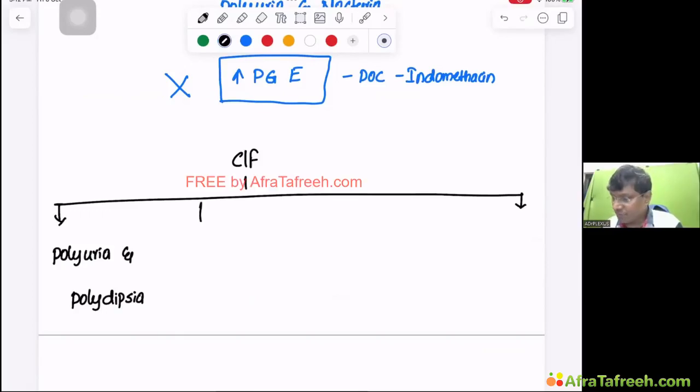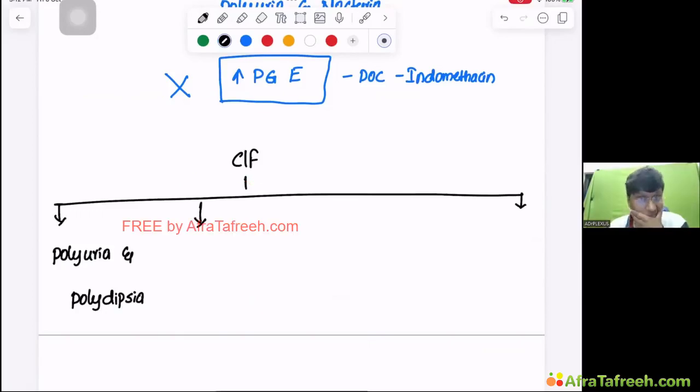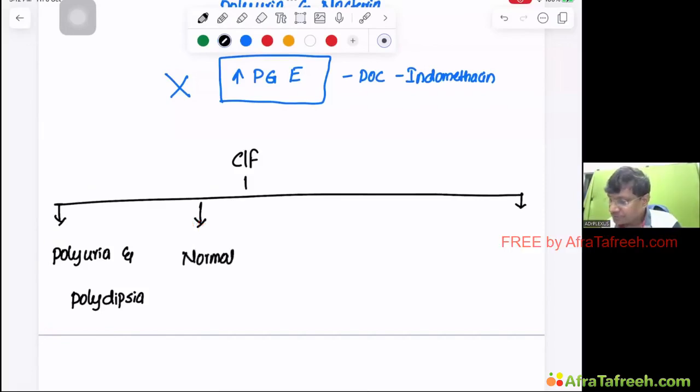And what about the blood pressure? Will there be hypertension or normal blood pressure? How will be the blood pressure in these individuals? Very good, Hari. They will have normal blood pressure. You may think, sir, that there is activation of RAS, so blood pressure should be elevated. But at the same time, there is polyuria as well. So that is the reason why there is no hypertension.